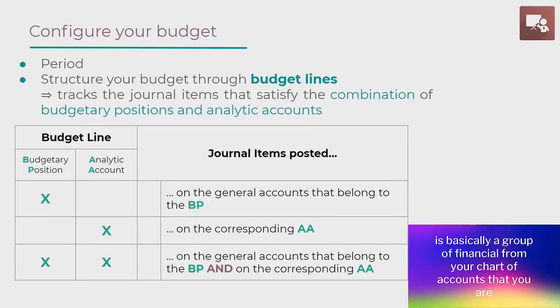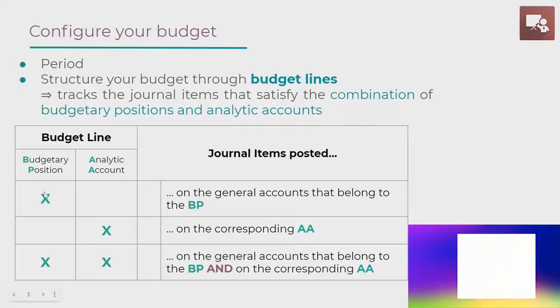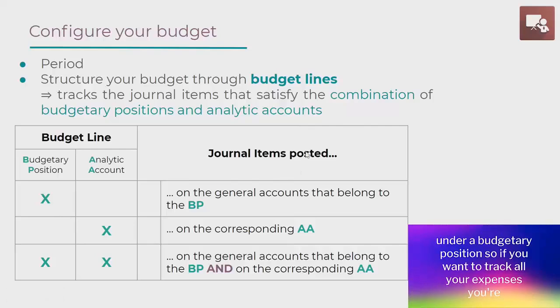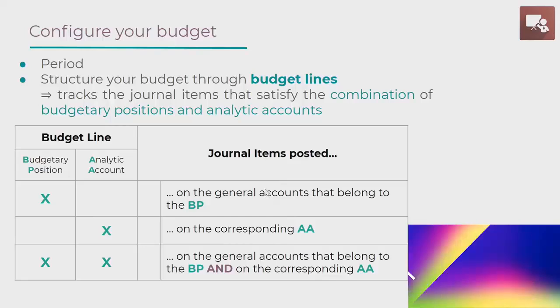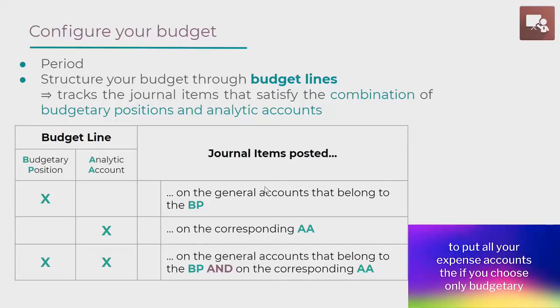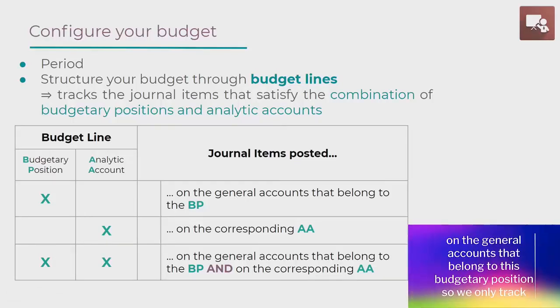A budgetary position is basically a group of financial accounts from your chart of accounts that you put under a budgetary position. So if you want to track all your expenses, you're going to create one budgetary position. In this budgetary position, you're going to put all your expense accounts. If you choose only the budgetary position, in the budget line we're going to track all the journal items that are on the general accounts that belong to this budgetary position, so we only track entries which have the proper financial account.